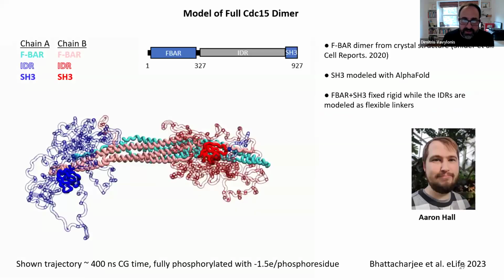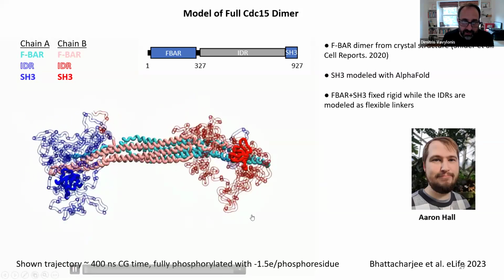Okay, so this is now a simulation that Aaron Hall in my group did, where he took the crystal structure of the F-bar dimer of CDC15, and then added this disordered region as a flexible chain to the two ends. Then there's another globular domain called SH3 at the other end of this region that is important to connect CDC15 to other proteins in the nodes. So this is the simulation of this model.